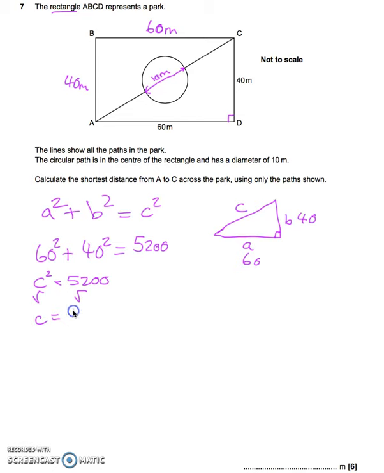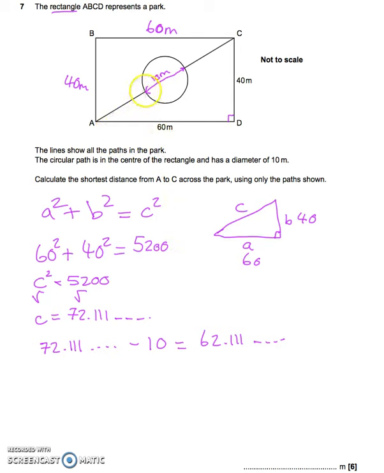We've got 72.111, lots of numbers afterwards. That is the length from A to C if we were going to go through the centre of that circle, which we can't because it's not a path. So at the moment we have to take away that 10 meters, because we're not going to be walking over that distance. So I'm going to do 72.111 and so on, minus 10. That's going to give me 62.111 and so on, meters.